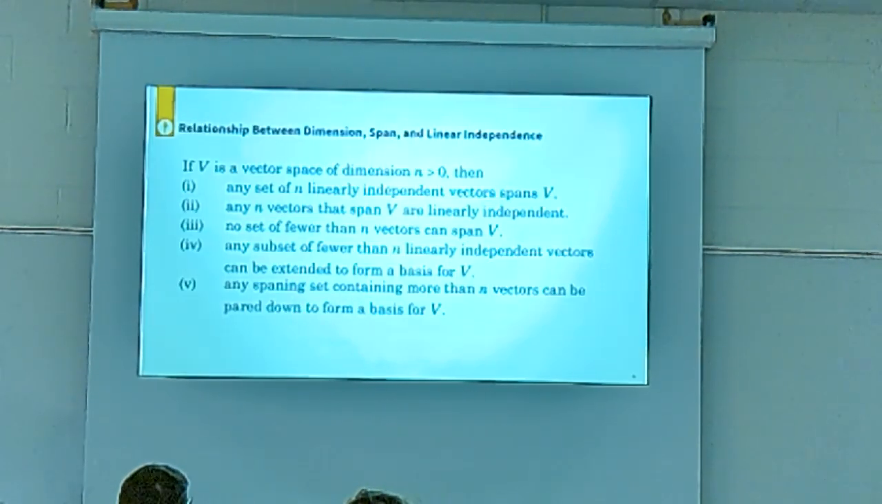Notice, though, what they don't tell you, 4 and 5. 4 is not telling you which vector to add. It doesn't tell you how to determine those vectors. It just guarantees that you can add vectors. And same thing with 5. It's not telling you how to choose which vectors to remove. It's simply guaranteeing that you can remove vectors.